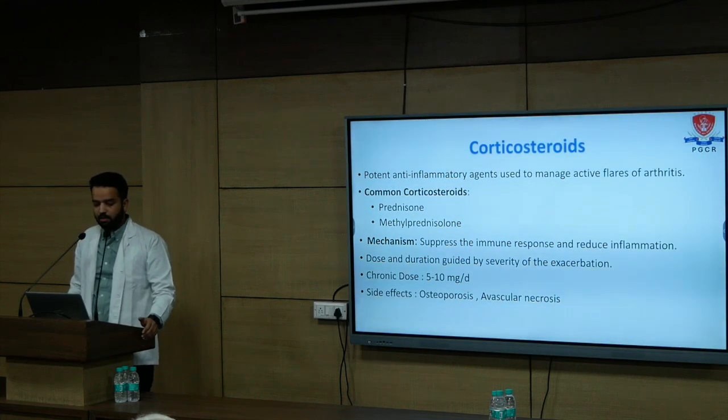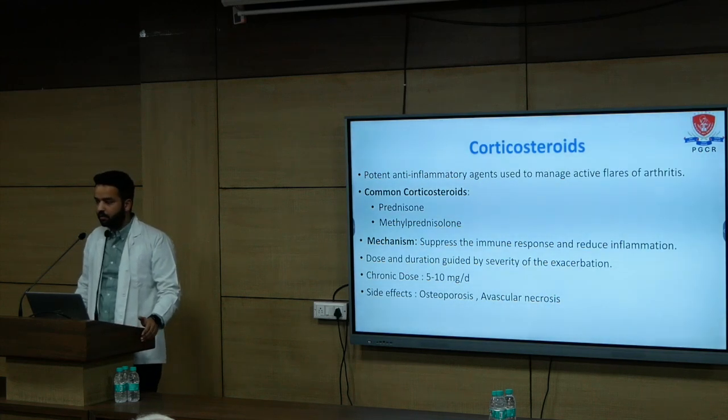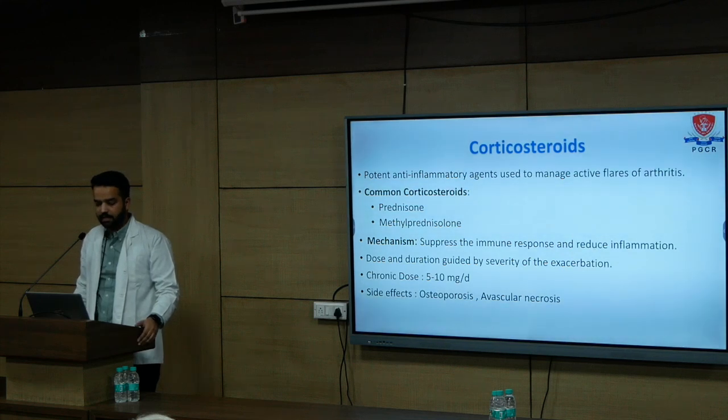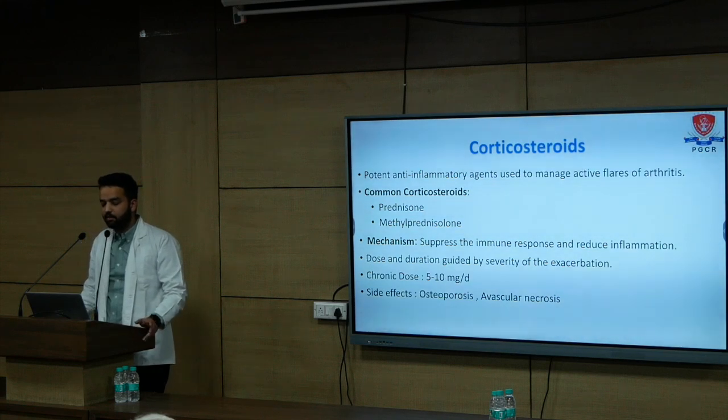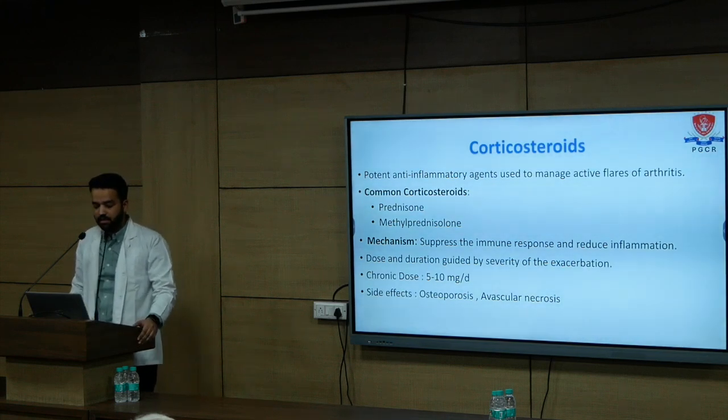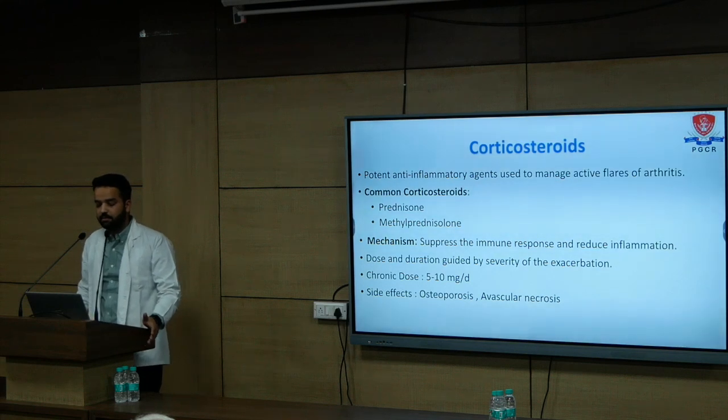Corticosteroids are potent anti-inflammatory agents used to manage acute flares of arthritis. Common corticosteroids which we use are prednisone and methylprednisolone. The mechanism is to suppress the immune response and to reduce inflammation. Dose and duration should be guided by the severity of the exacerbation. In chronic use, the dose is 5 to 10 mg.